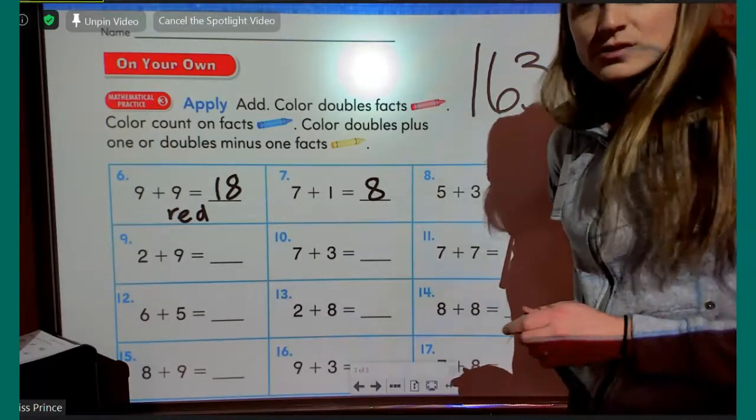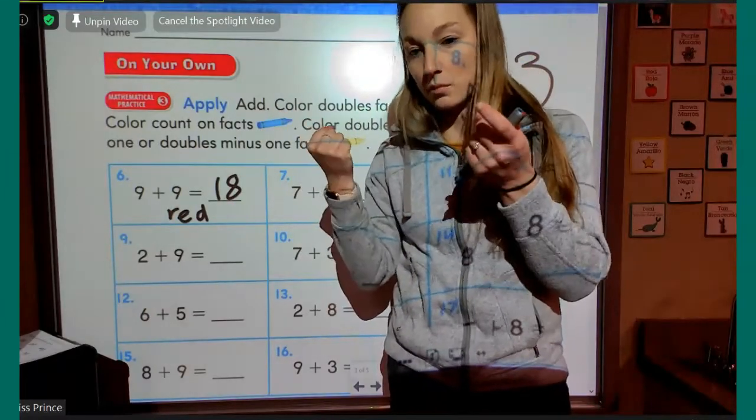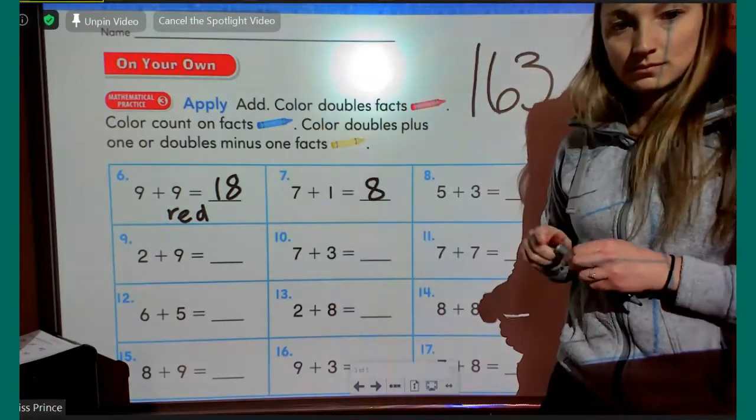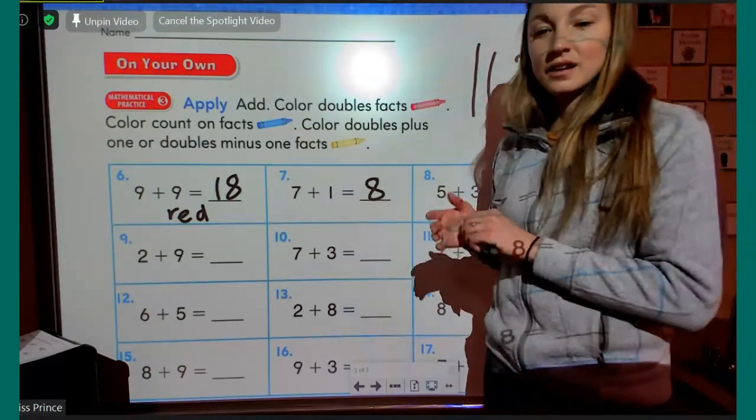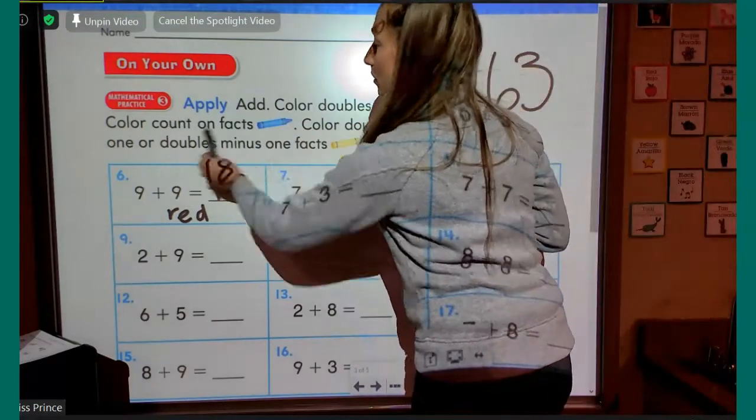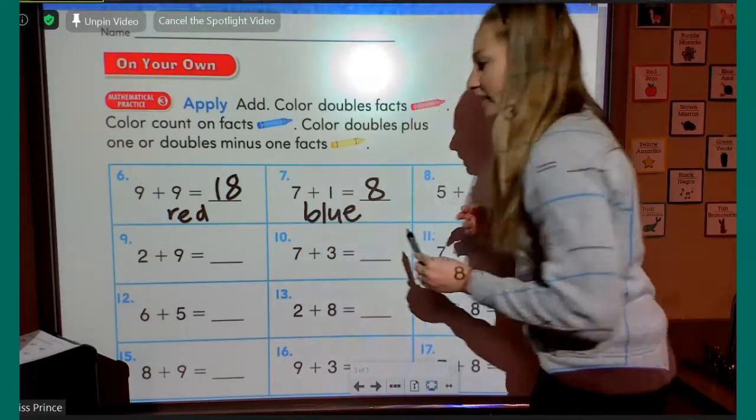So remember, the counting on ones are the super easy ones where we scoop up the bigger number and then we just add. Counting on. Counting on. Counting on. So, counting on is blue, so you can write blue here so you know what to color it later.